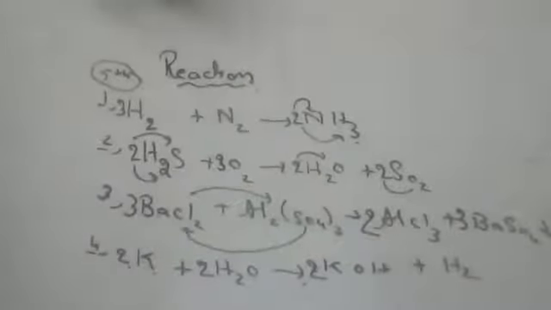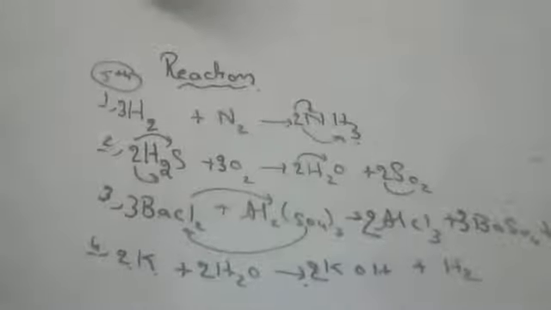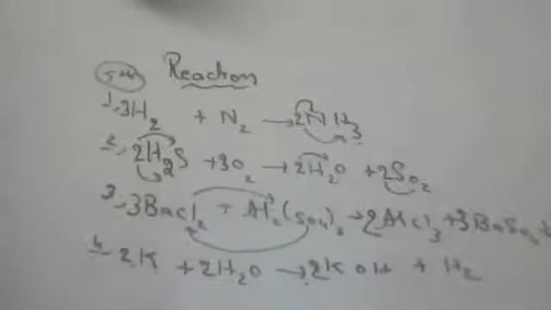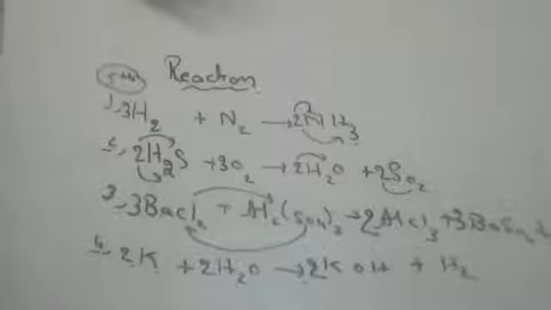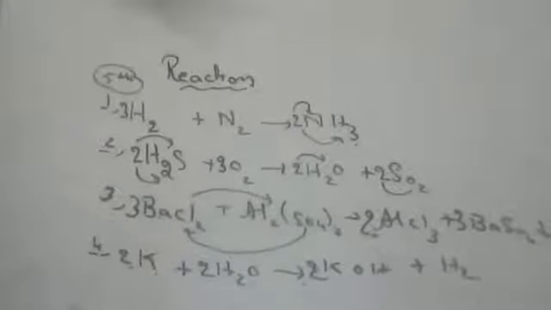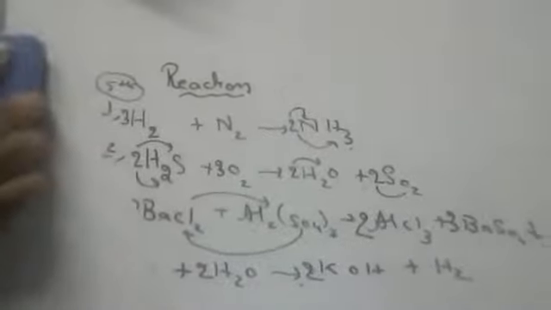So now, children, 4 reactions over. Now, all of you go to the 7th bit, children. All of you go to the 7th bit. Hope everyone copied with me, children. Please copy with me always. Don't wait. Always copy with me, children. Now, the 7th question. All of you go to the 7th question. Seventh question, first bit, children.